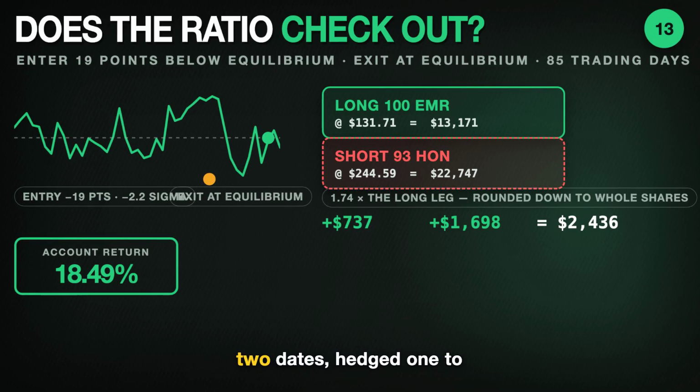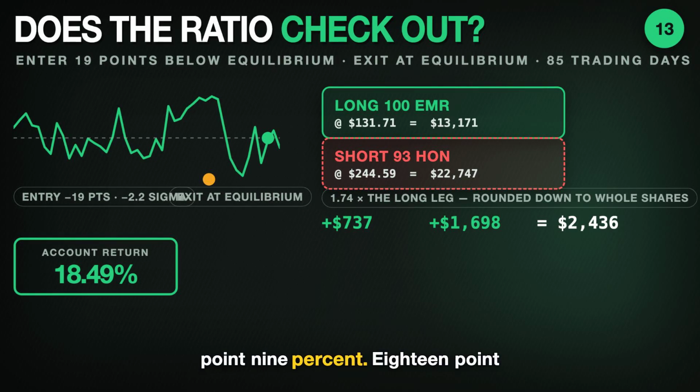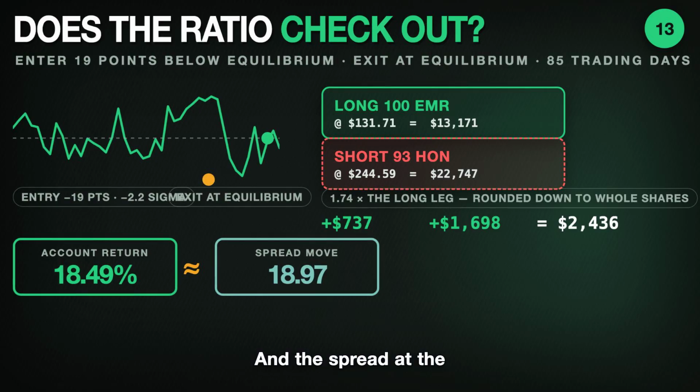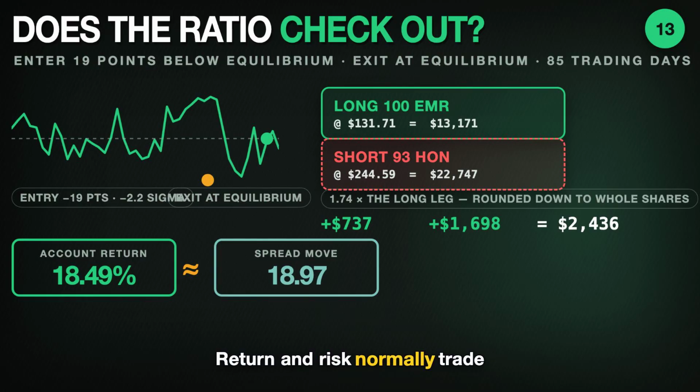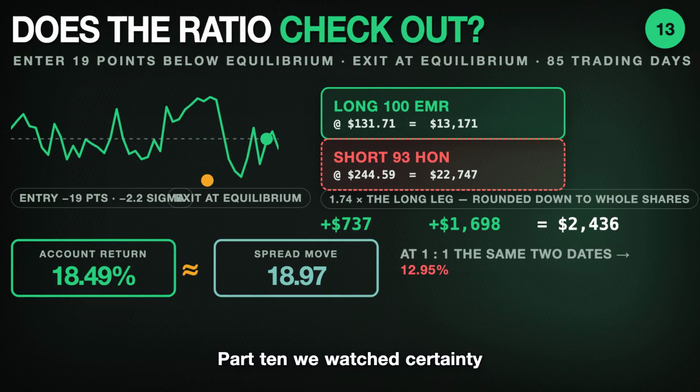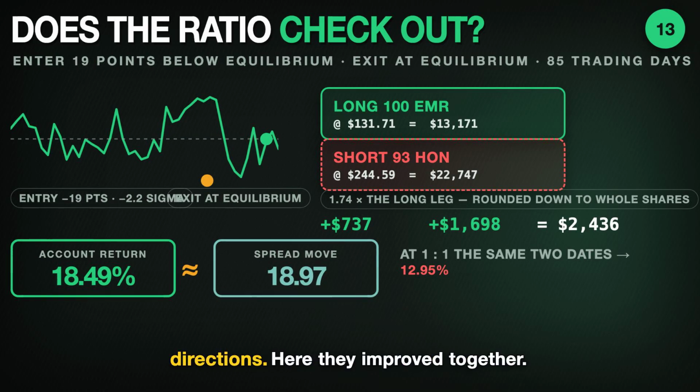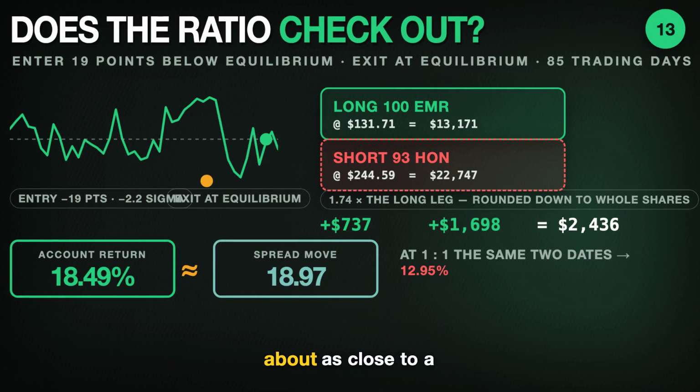Second, the same two dates, hedged 1-to-1, would have returned 12.9%, 18.5 against 12.9, and the spread at the better ratio is more stationary, so the risk was lower too. That's an unusual thing to be able to say. Return and risk normally trade against each other. In part 10, we watched certainty and return pull in opposite directions. Here they improved together. Getting the parameter right is about as close to a free lunch as this gets.